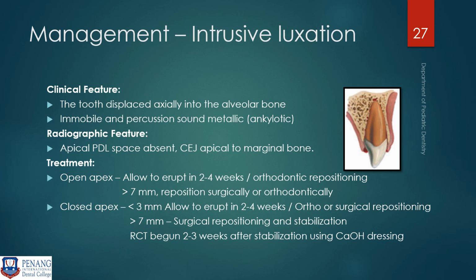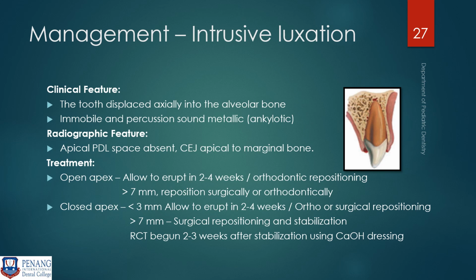If the tooth has an open apex, if it is an immature tooth, you allow the tooth to spontaneously re-erupt on its own for 2 to 4 weeks. If the tooth does not show spontaneous eruption, then you have to do orthodontic repositioning. That means you have to pull the tooth out using orthodontic chain brackets.